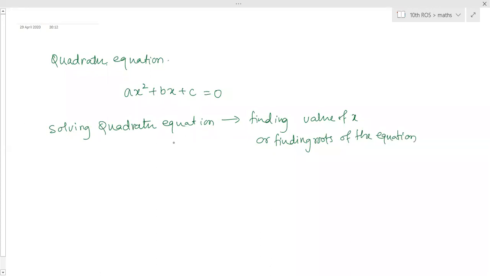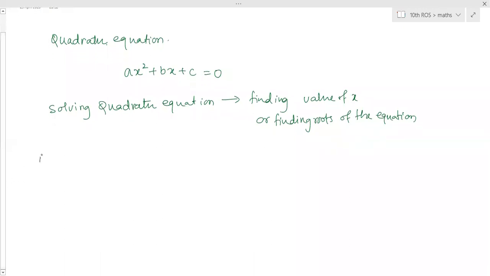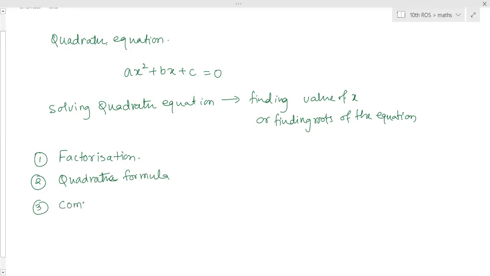That is, we have to calculate the values of x. Since it is a quadratic equation, there will be two values of x. So we have to calculate two values of x. That is done by three methods. One is factorization, which you have learned till now. Second is the quadratic formula. And the third is the completing the square method.